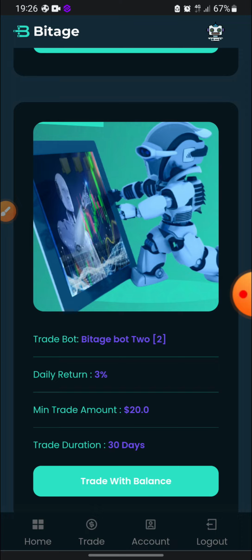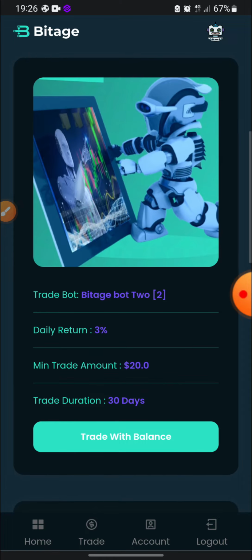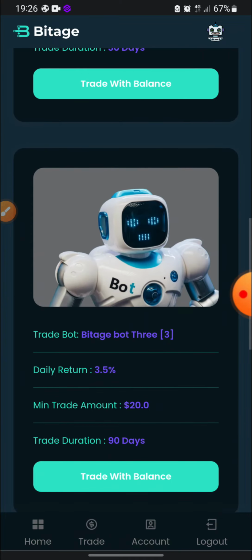But for the second one, which is BTGBot 2, the daily return is 33% daily, and the minimum trade is also $20. You trade it for 30 days. So you choose the best one which you think is the best for you.